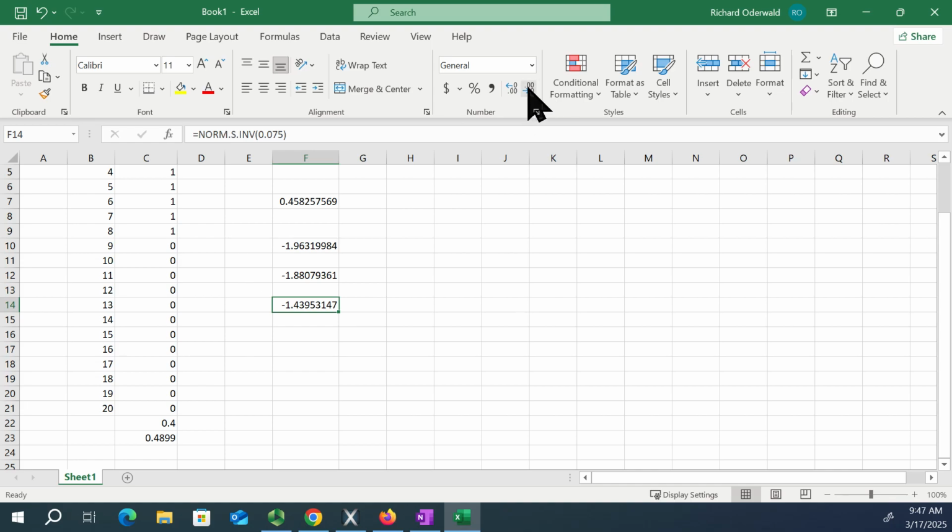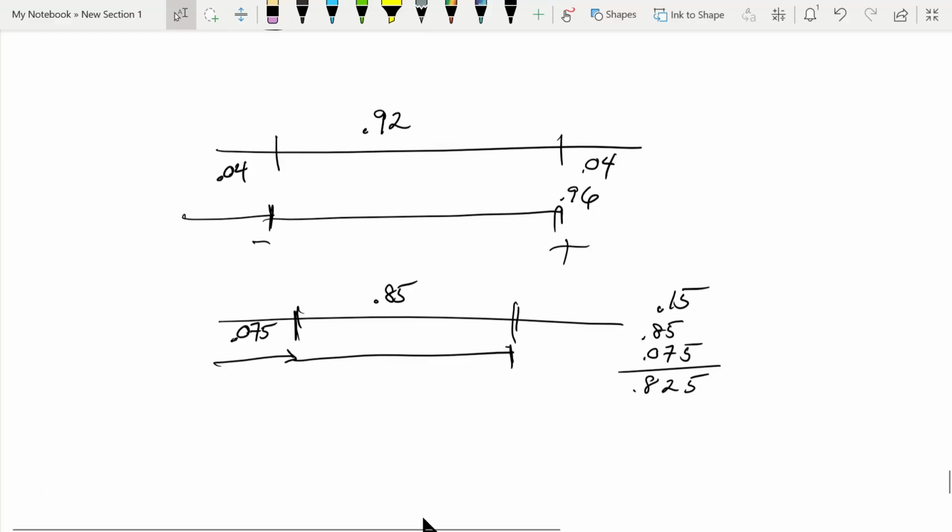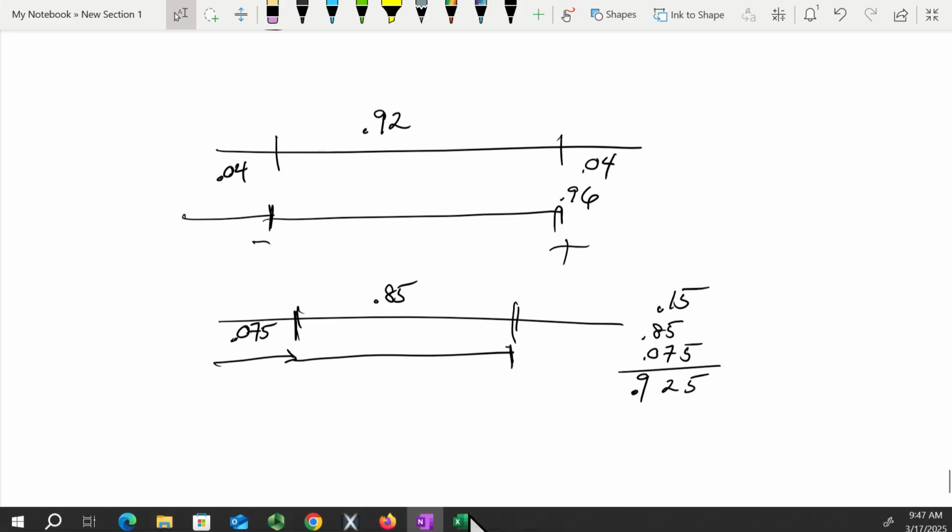1.44 negative, or what was it, 0.875? 0.825. Is that right? That can't be right. That's less than 0.85. What is it really? 0.925. 0.075 up to that plus the 0.85, 92.5%.